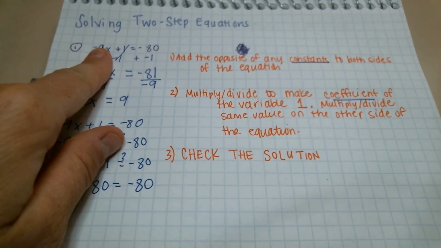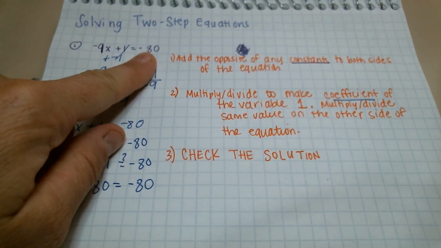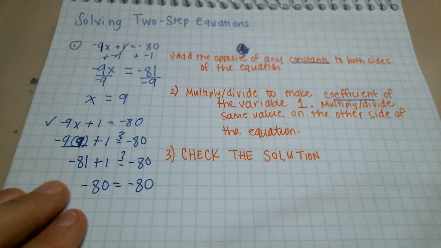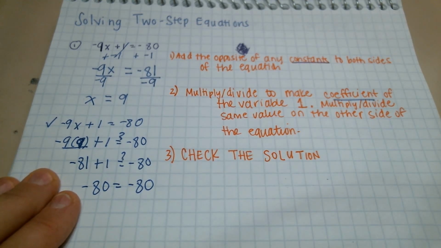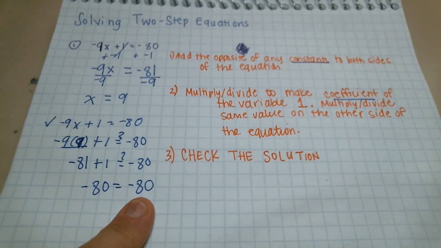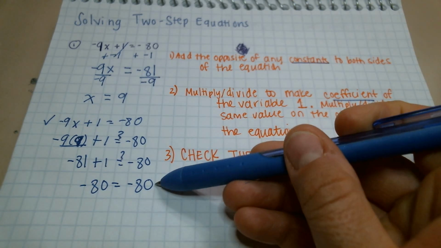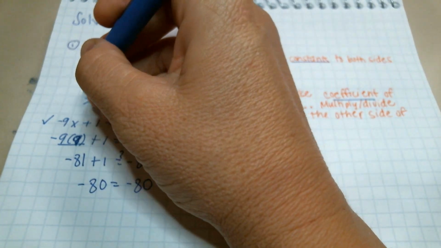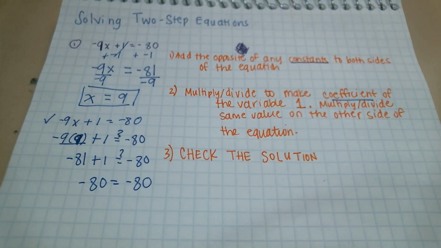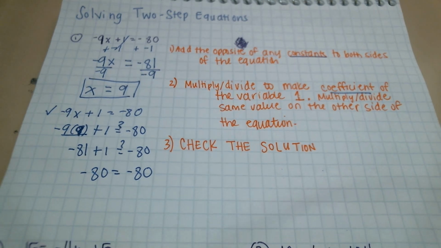then when I simplify the left side of my equation, it is equal to negative 80, which is what I want. I've got to get the left side of my equation, or the side with the variable, to simplify to the same number as the right side of my equation. So this shows me by checking the solution that 9 is the correct value for x, or is the solution when I solve. So let's look at another one.